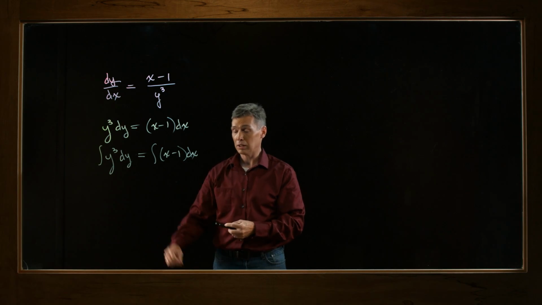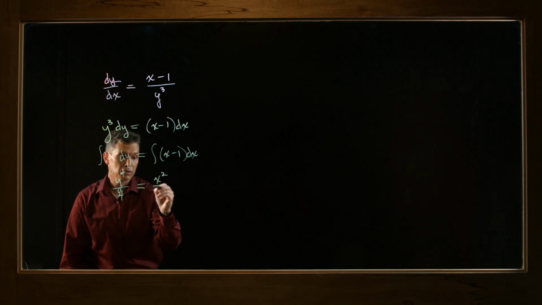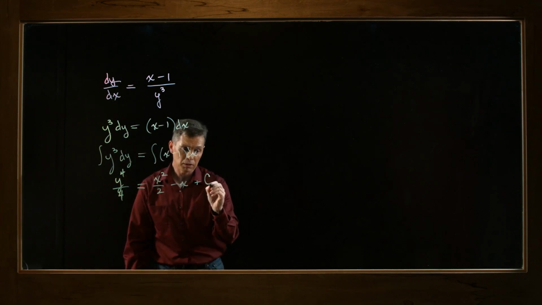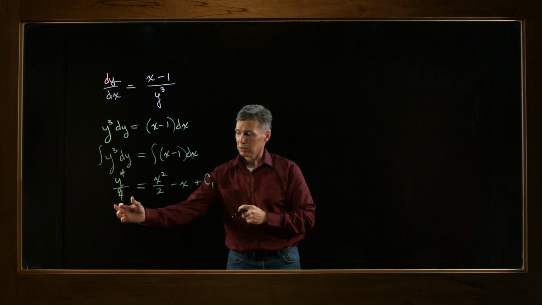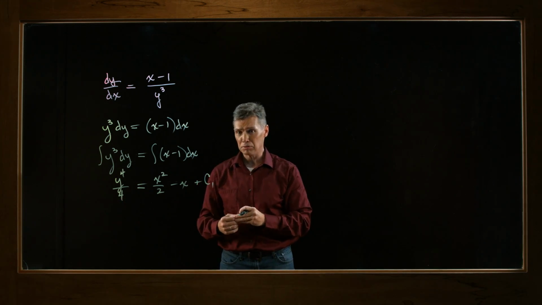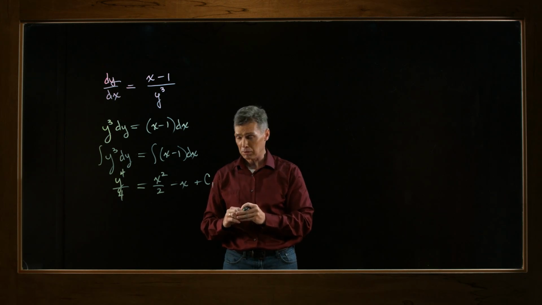Now I'll do that integration on each side. Y to the fourth over 4 equals x squared over 2 minus x, plus the constant of integration. And I'm going to take one more step here, just because that's maybe a little unsightly with that y to the 4 divided by 4. I can clear the entire equation of fractions by multiplying by 4.